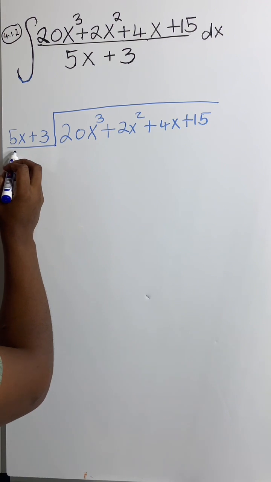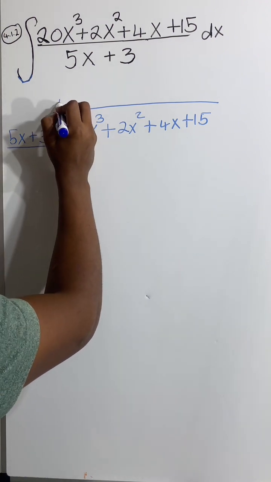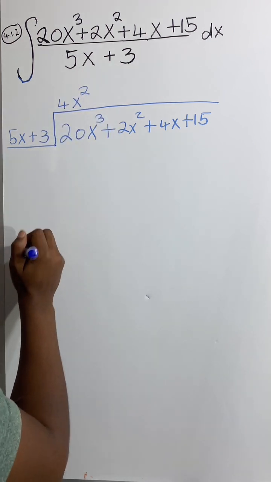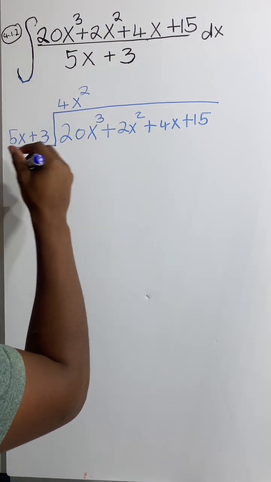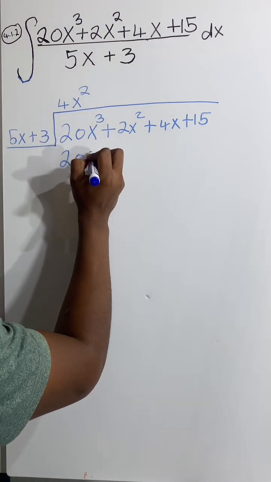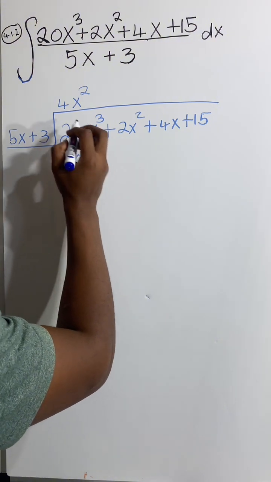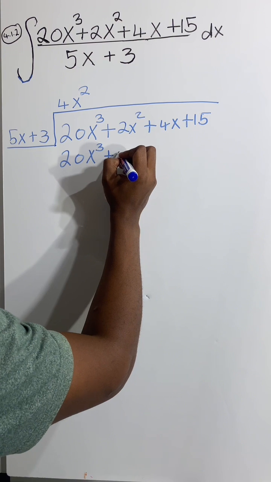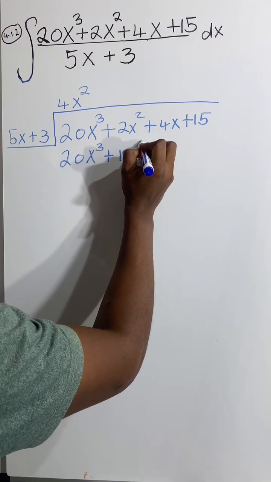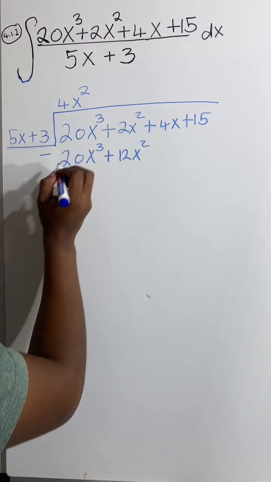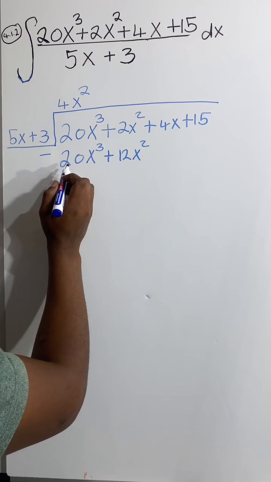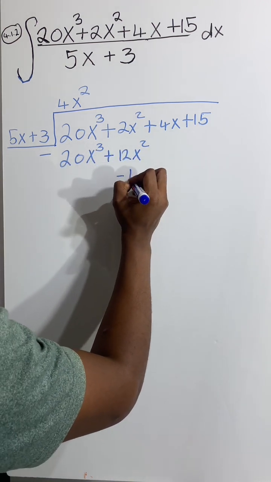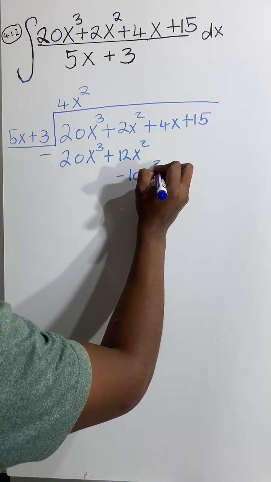20x cubed divided by 5x is equal to 4x squared, and 4x squared multiplied by 5x is equal to 20x cubed. 4x squared multiplied by 3 is equal to 12x squared. From here we subtract: 20x cubed minus 20x cubed is equal to 0. 2x squared minus 12x squared is equal to negative 10x squared.